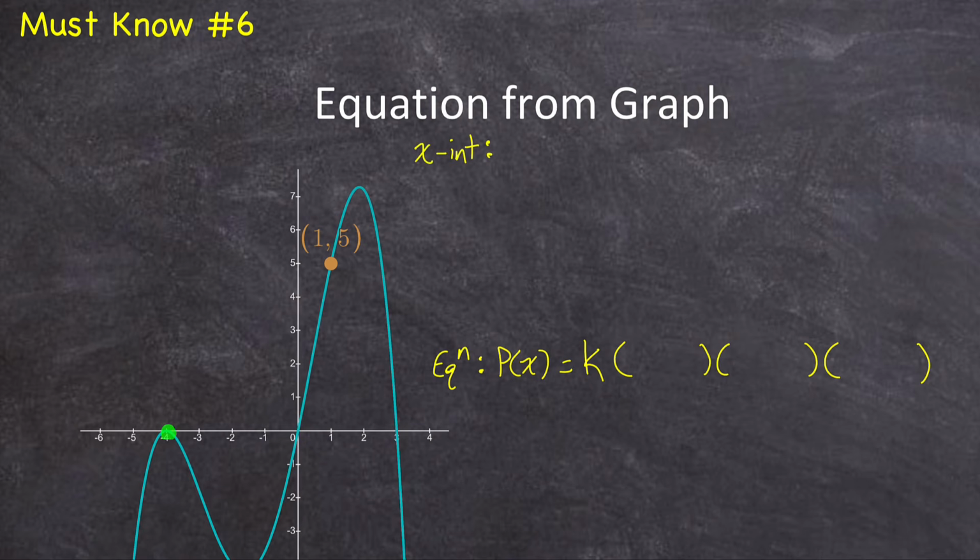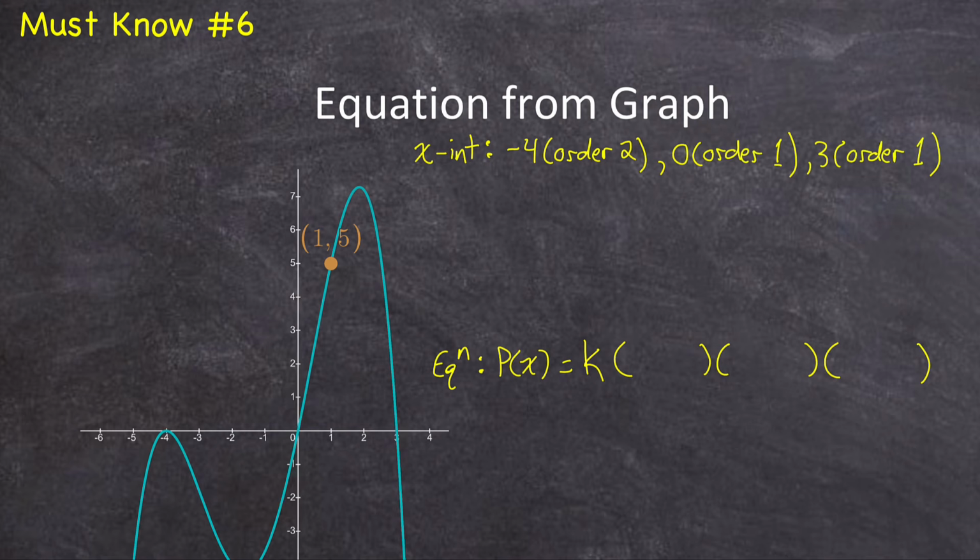The first x-intercept is at negative 4, and I notice at that x-intercept, it makes this parabola shape where it bounces off the x-axis, so I know that x-intercept must be order 2. And then at the x-intercepts at both 0 and 3, the function just passes straight through those x-intercepts, so they're both order 1.